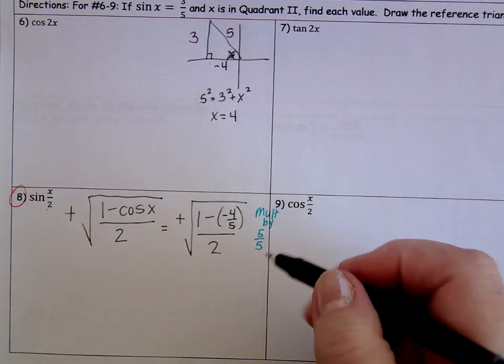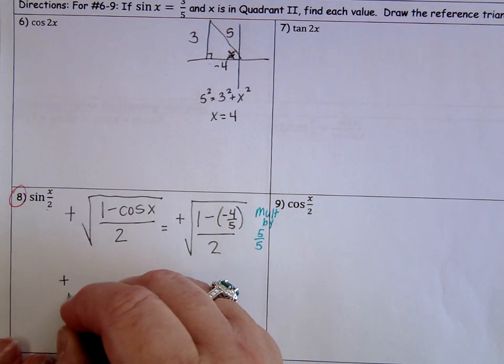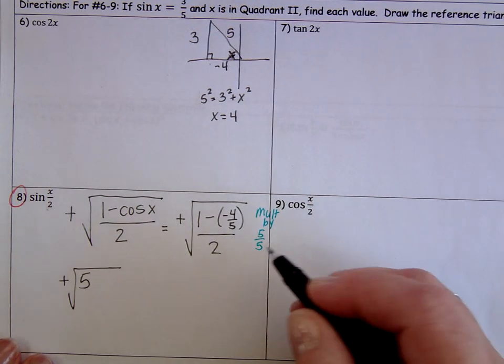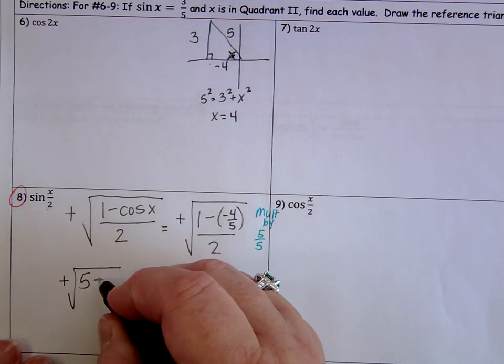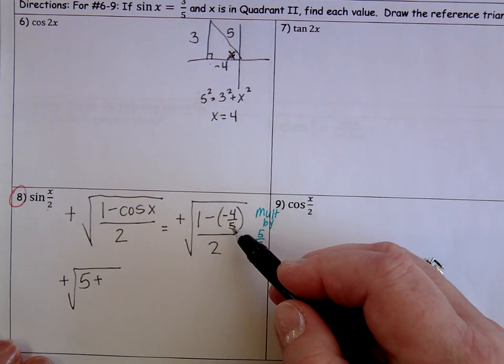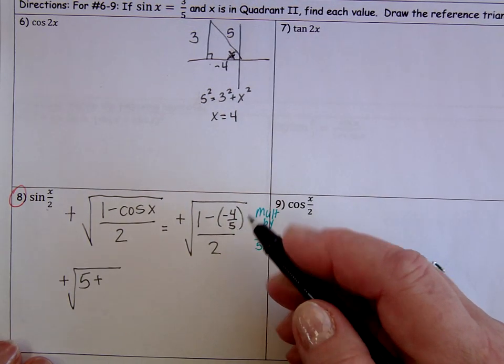And so here's what that's going to do for me. I'm going to have 5 times 1 is 5. I have a positive square root. I have a 5. I have a negative negative makes this plus. 4/5 times 5, the 5's cancel, so I have a 4.